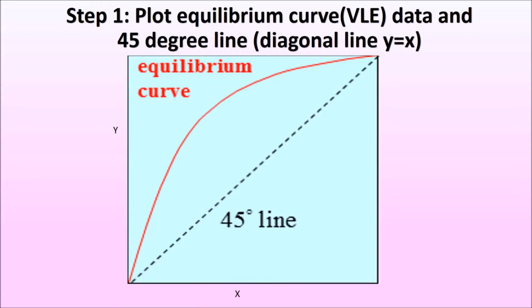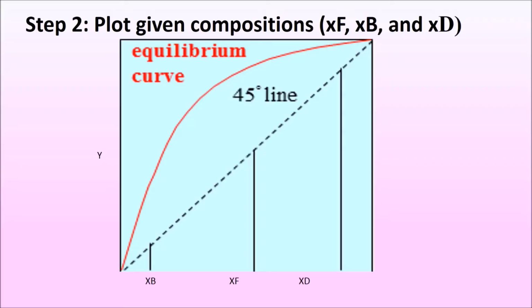For normal reflux ratio, the first step is to plot equilibrium curve data and the 45-degree line, which is the diagonal x equal to y. For step 2, we need to plot the given compositions, which are xf, xb, and xd. After that, we need to draw the q line from xf and yf.